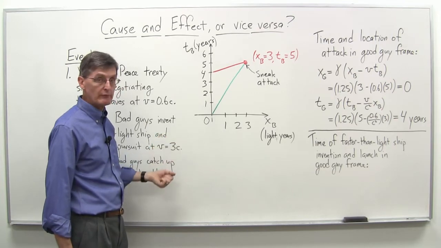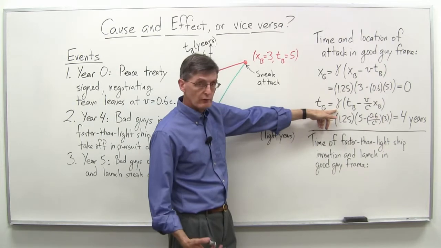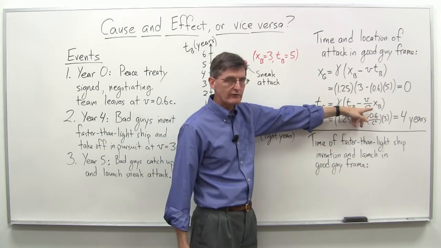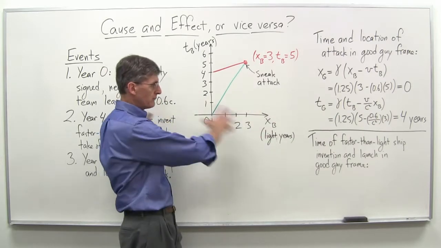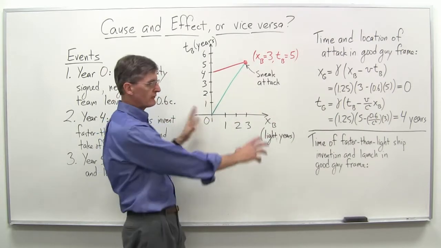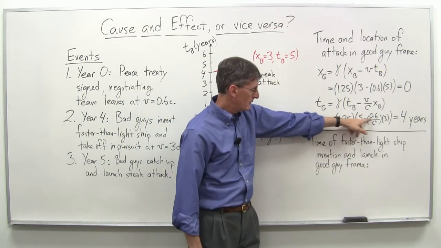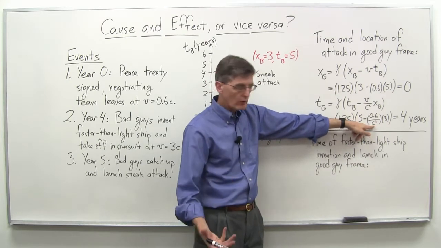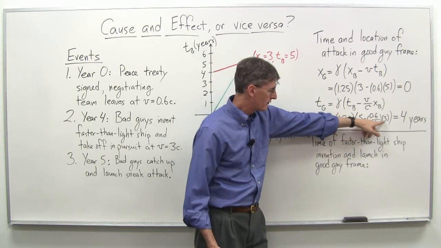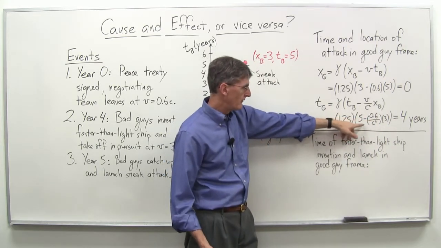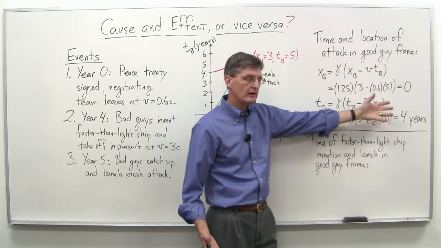Now, what about the time, though, where they see that occur? So again, we plug in the numbers. The equation is gamma times t sub b minus v over c squared times x sub b, of course, again with the minus sign, because from the good guys' view, the bad guy frame of reference is moving to the left, in the negative x direction. And plugging in the numbers, you get 5 minus 0.6 over c squared. Again, c is 1, so that just becomes 1 times 3. So 3 times 0.6 is 1.8. 5 minus 1.8 is 3.2. Multiply that by 1.25, and you get 4 years.